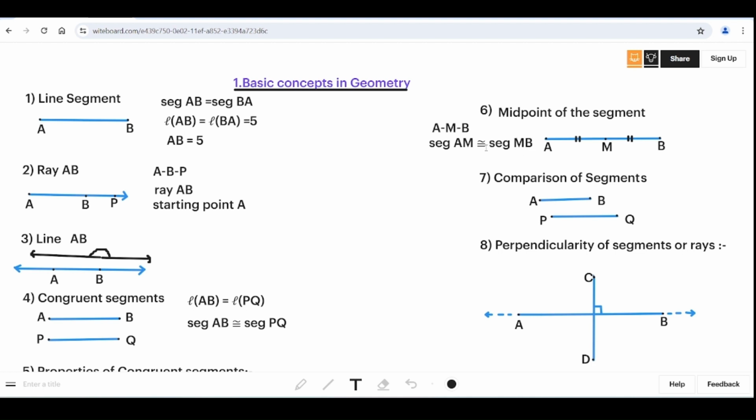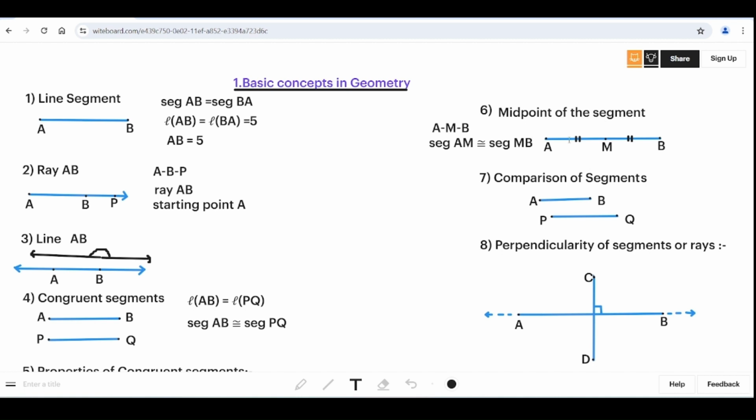Okay, means it divides the segment AB exactly from its middle. Means AM is equal to MB lengthwise. So it is said that segment AM is congruent to MB. Then point M is called the midpoint. It is a point such that it divides a segment into two equal parts. It can be said as a midpoint.